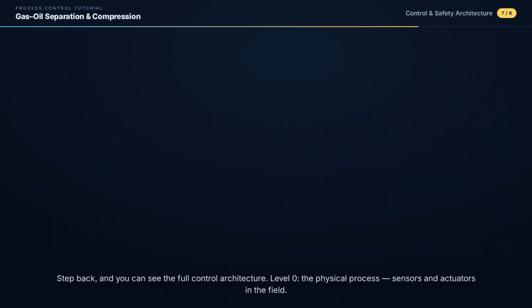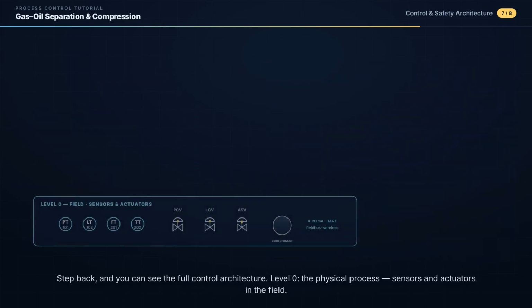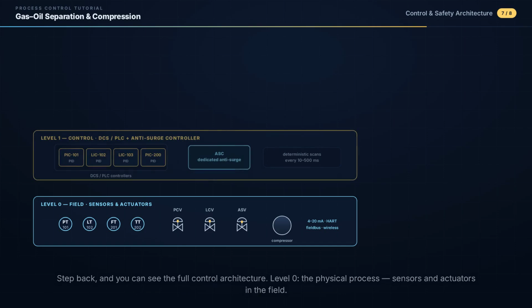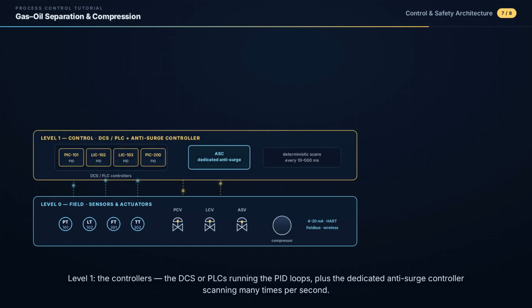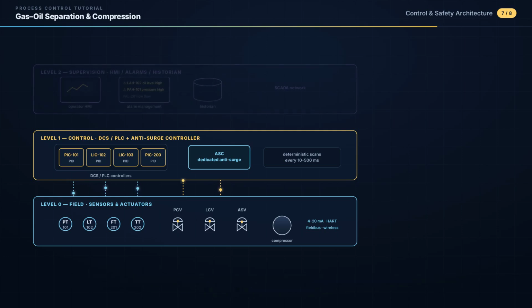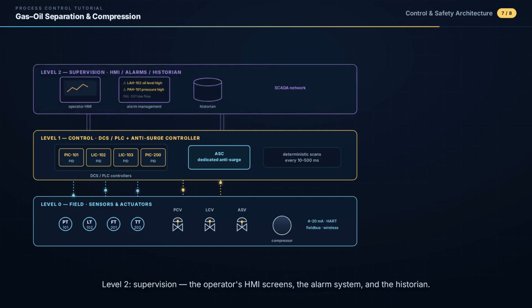Step back, and you can see the full control architecture. Level 0, the physical process, sensors and actuators in the field. Level 1, the controllers, the distributed control system, or programmable logic controllers, running the PID loops, plus the dedicated anti-surge controller, scanning many times per second. Level 2, supervision, the operator's HMI screens, the alarm system, and the historian.